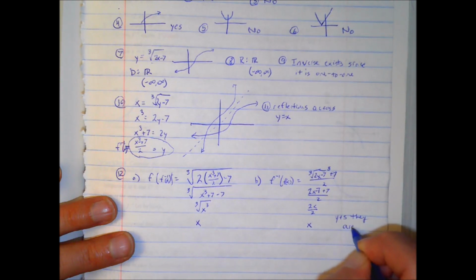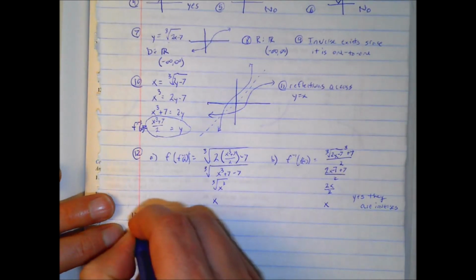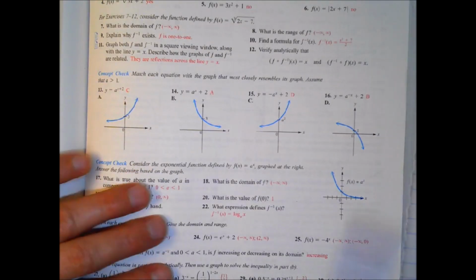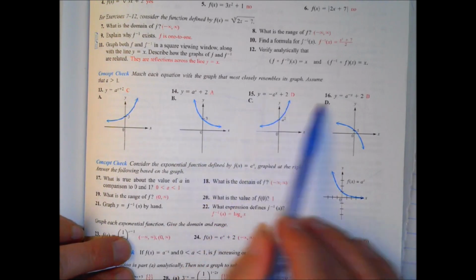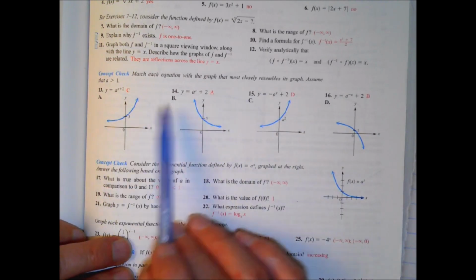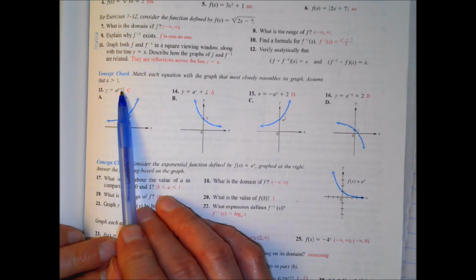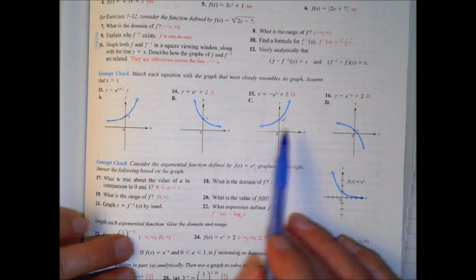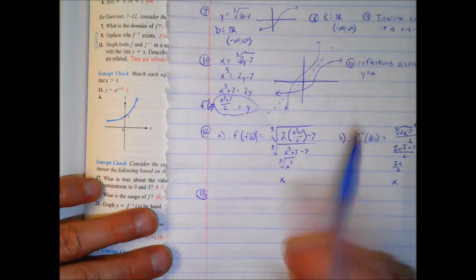Number 14 moves up 2, so we're taking this graph right here and it's moving up 2, so it's going to go through at 3. So right there. Number 15 moves up 2, but it also reflects over the x-axis. Okay, so instead of opening like this, it's opening like this instead, reflecting over the x-axis, and it also moved up 2. So 15 is D.